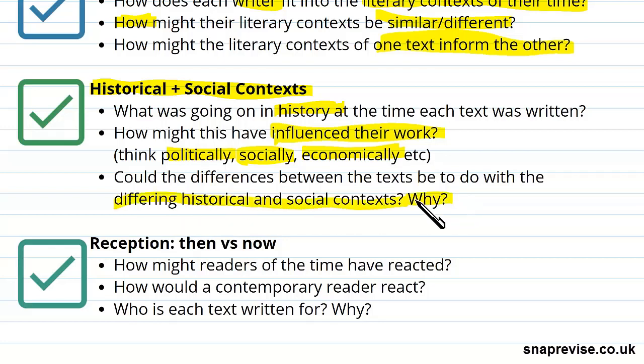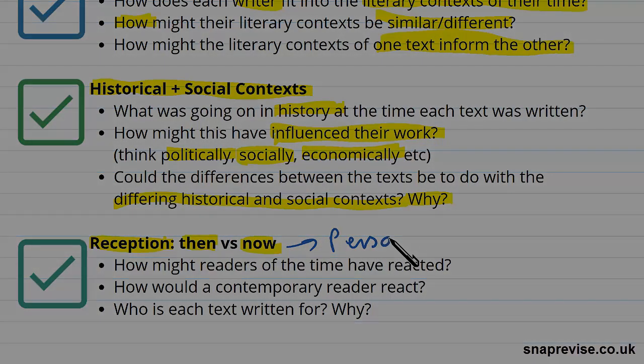And then finally, we look at reception, so how people perceived the text or the piece of literature when it was written, and how people perceive it now, and that often can be your own personal reaction.